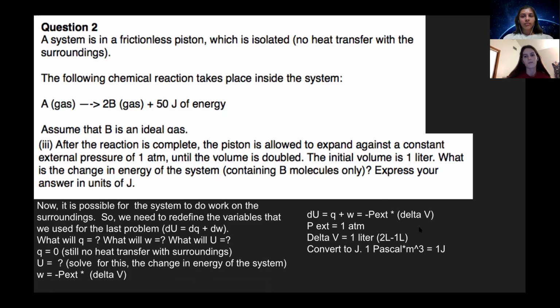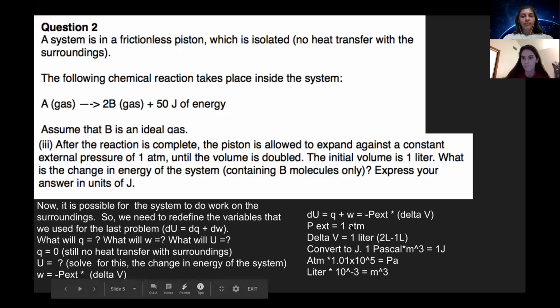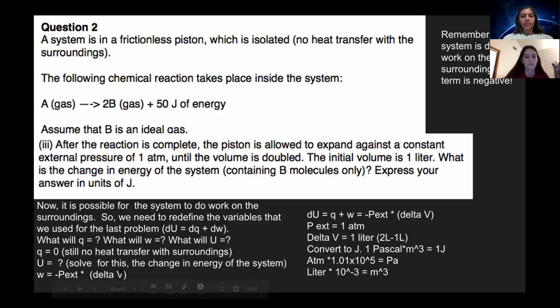So you want your units in the form of Pascal, which is pressure, and meters cubed, which is volume. To convert, you can convert atm by multiplying it by 1.01 times 10 to the 5th, and that'll give you Pascals. And liters, which is what volume is in, times 10 to the negative 3rd will give you meters cubed. Another thing that's important to remember is what sign your work is going to be, because that'll change depending on how the work is being done. Remember that if the system is doing work on the surroundings, then the term will be negative. So you can add in that term afterwards if that's how you like to think about it.